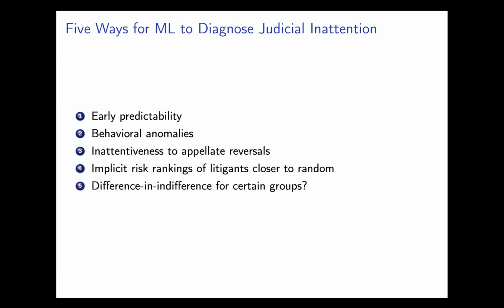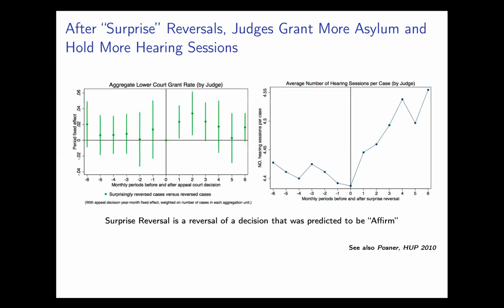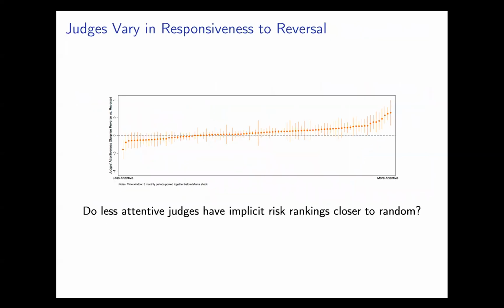So I'm going to illustrate with asylum judges. After surprise reversals, judges grant more asylum and hold more hearing sessions. Now, the judges significantly vary in their responsiveness to reversal. So do less attentive judges have implicit risk rankings closer to random? Are they closer to flipping a coin?